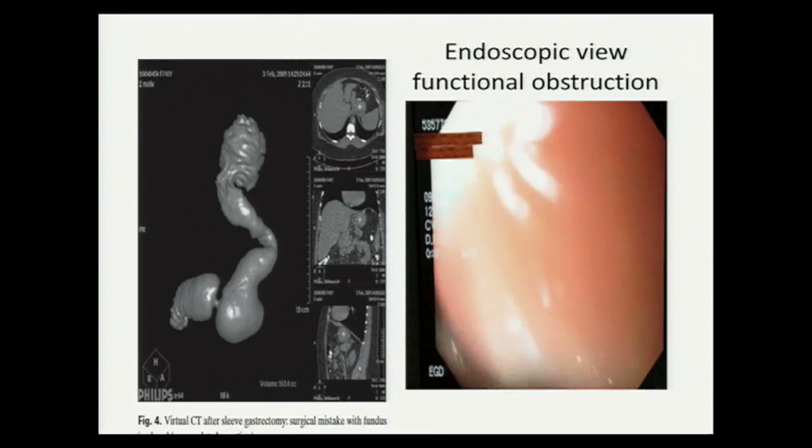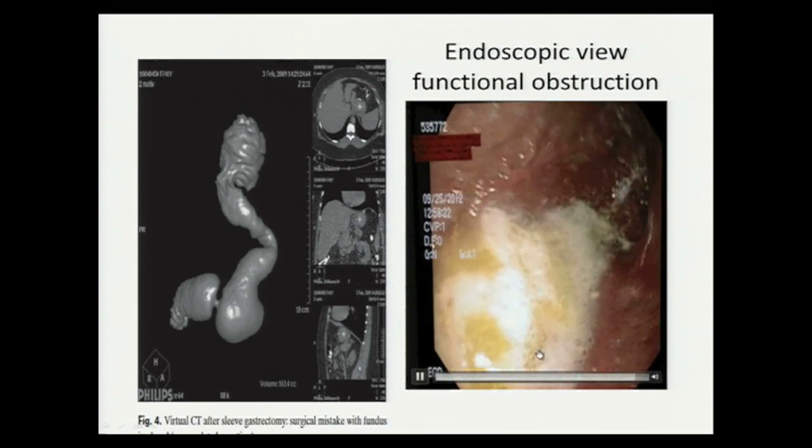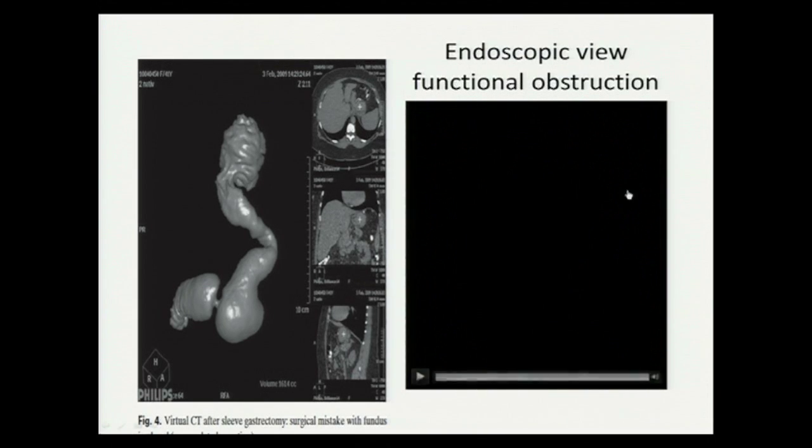So if you're having to really manipulate the endoscope in one direction, such as depicted here, and you have this proximal stasis, you may have an acute angulation or an acute turn at the incisura angularis.